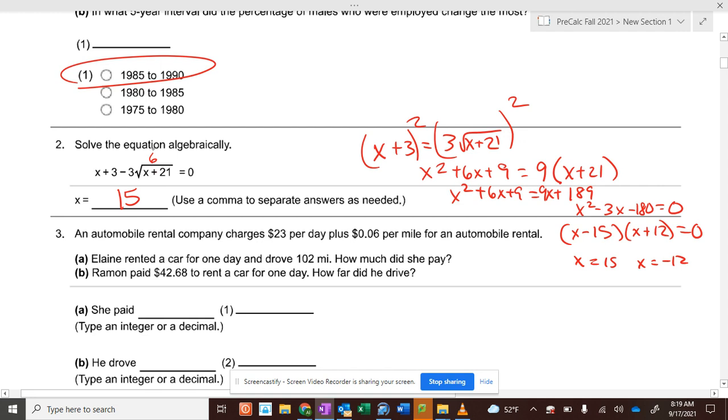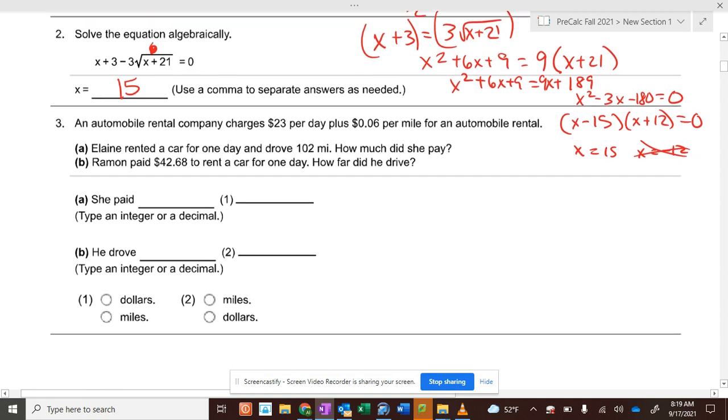Put in negative 12, you get 9. The square root of 9 is 3. 3 times 3 is 9. But negative 12 plus 3 is negative 9, so it does not work. Okay? All right.